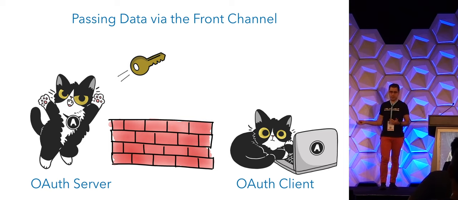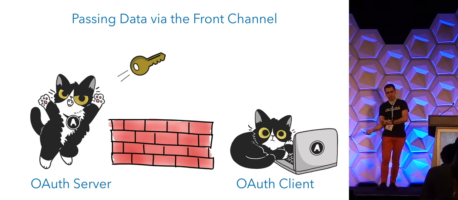So in this example, the OAuth server is trying to get this authorization code to the application. It's really just throwing it over the wall. It can't tell whether the application has actually received it, and it also can't tell if someone hasn't jumped in and stolen it midair.